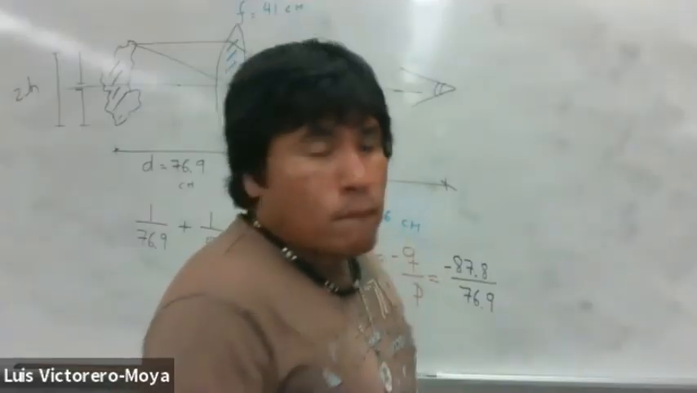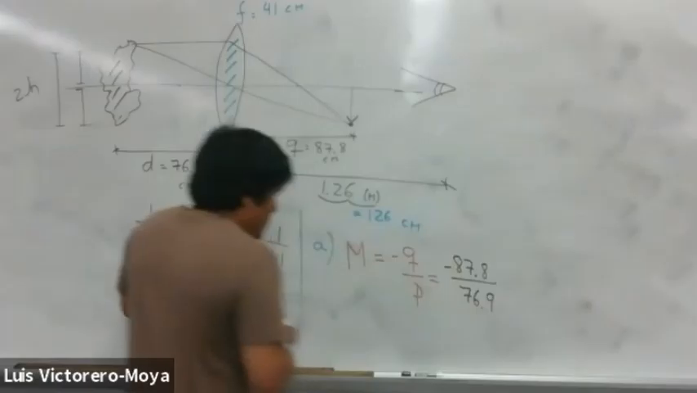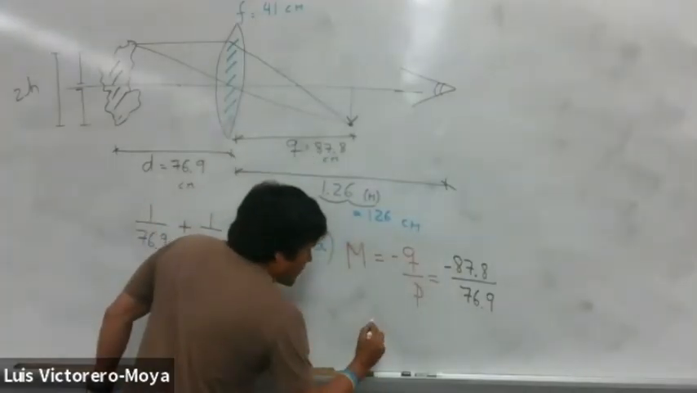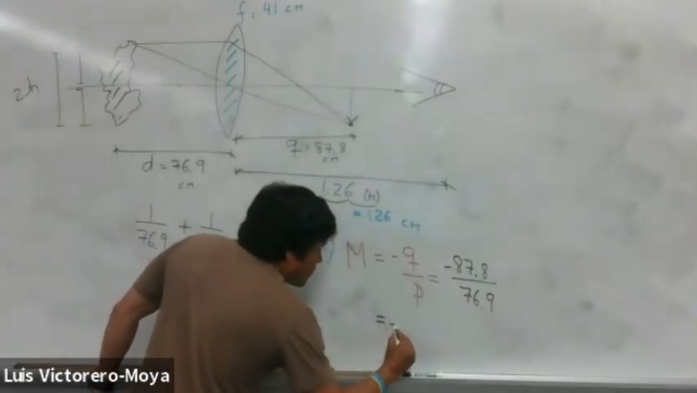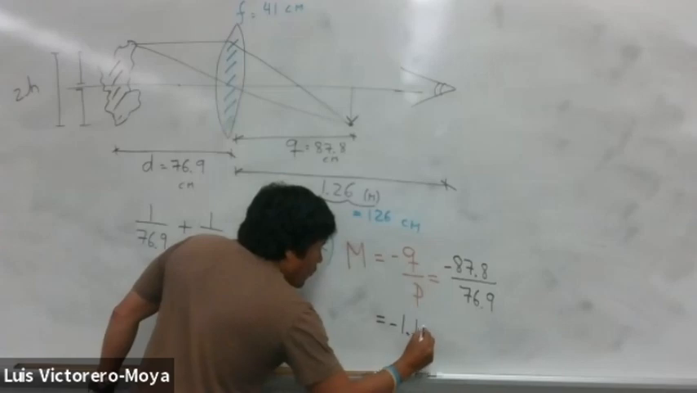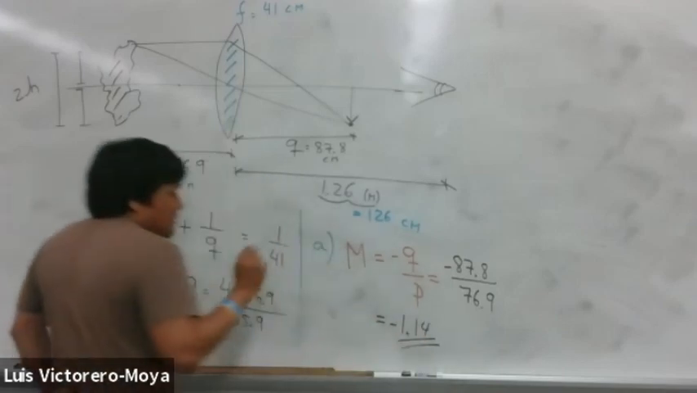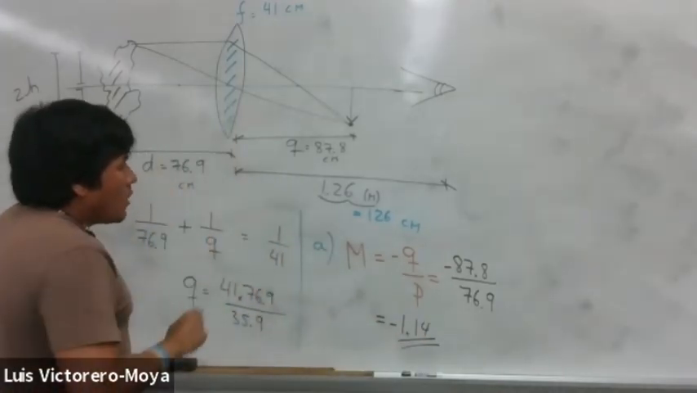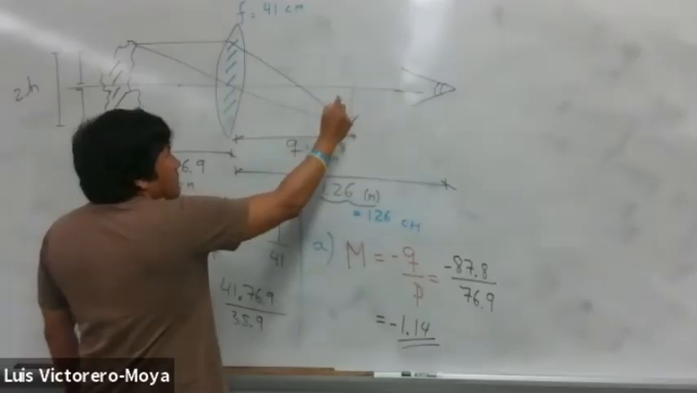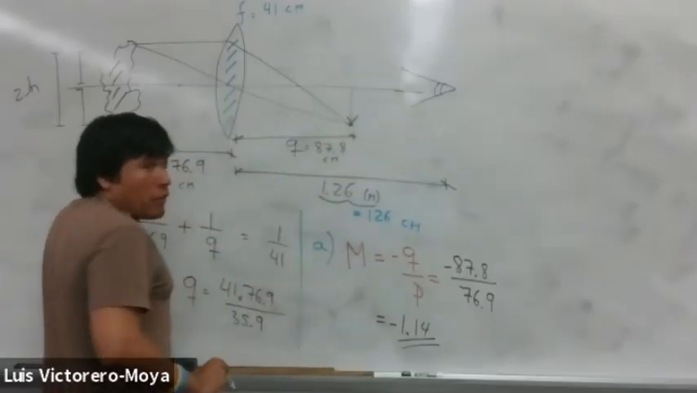76.9 minus 1.14. So that's the first answer. The lateral magnification is minus 1.14. No units, it's just how much bigger. Why minus? Because it's inverted and real. Perfect.